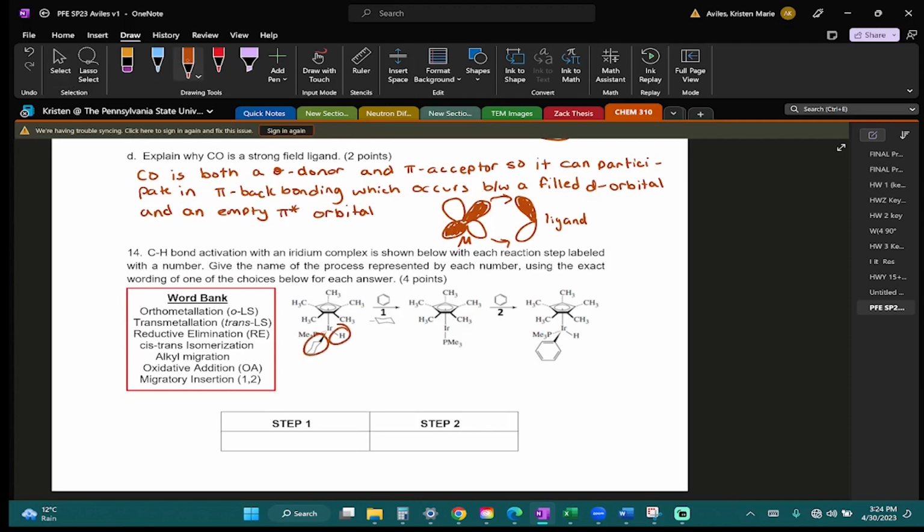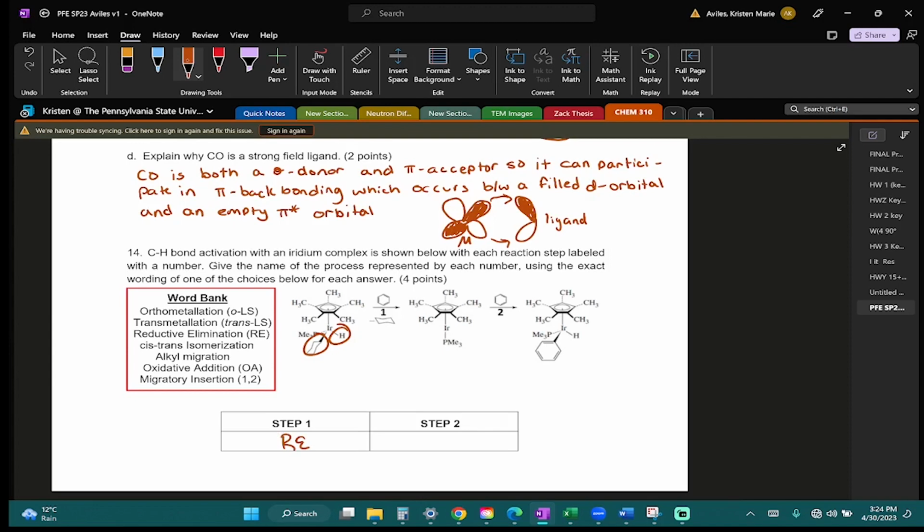Does our oxidation state change? I guess that's kind of hard to answer here because it doesn't show you the charges, so I won't ask that. But when we lose 2 things, what do we usually call that? Reductive elimination. Reductive elimination also corresponds to the change in coordination number as well as the change in oxidation state.